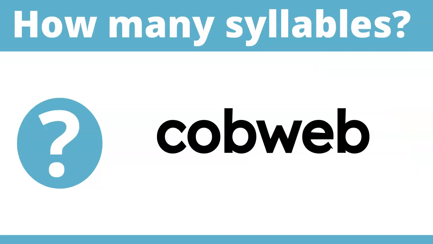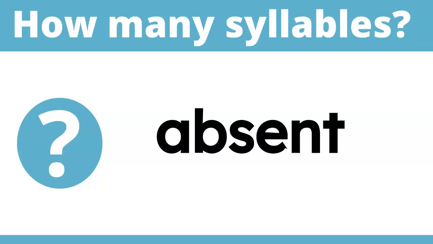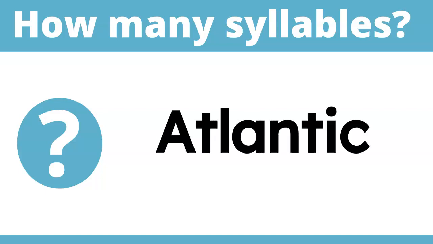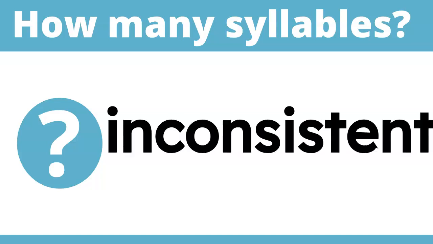Now we're going to look at words. How many syllables do you see in cobweb? Just use your eyes to see the vowels. Using your eyes, how many syllables do you see in absent? Using your eyes, how many syllables do you see in crab? Using your eyes, how many syllables do you see in Atlantic? Using your eyes, how many syllables do you see in inconsistent?